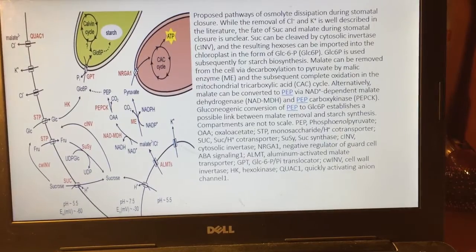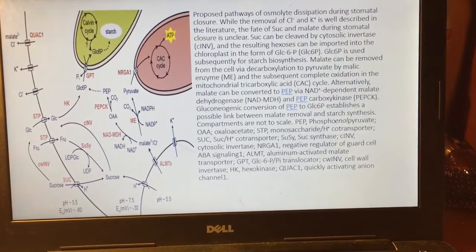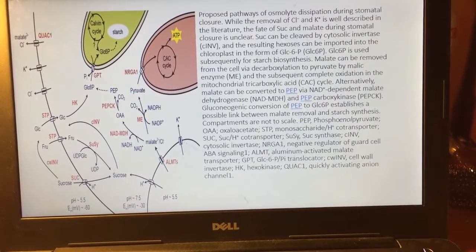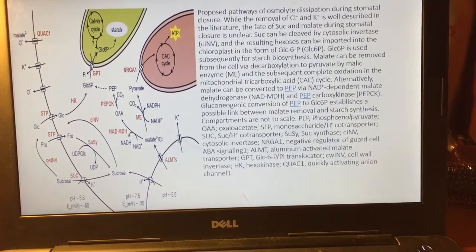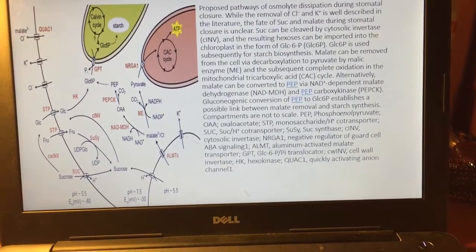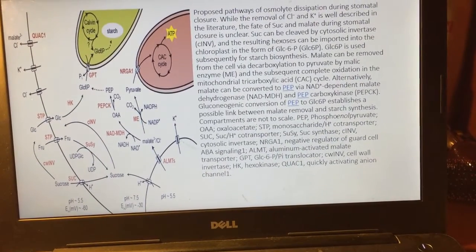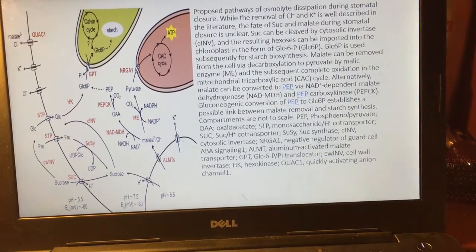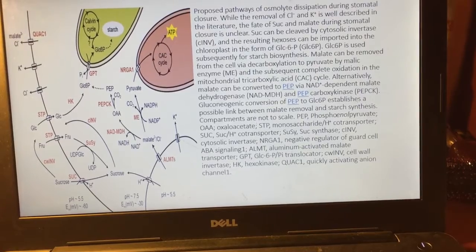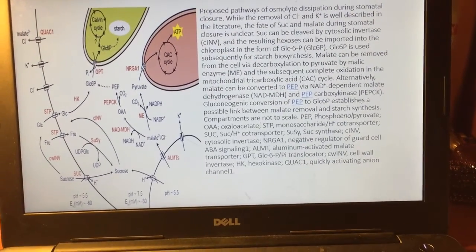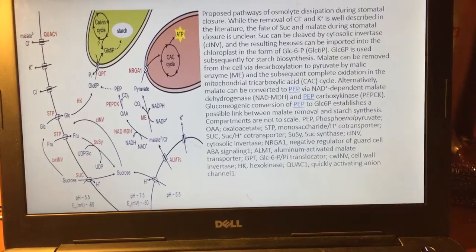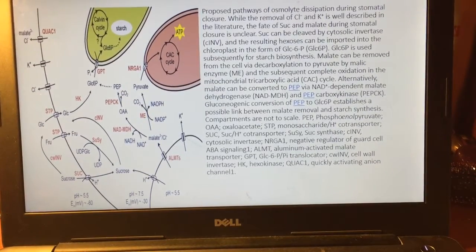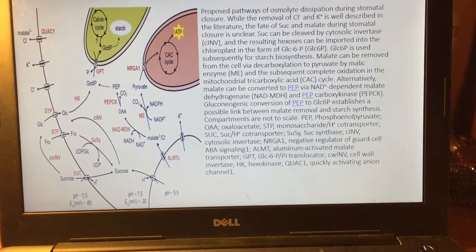Malate can be removed from the cell via decarboxylation to pyruvate by malic enzyme, ME, and the subsequent complete oxidation in the mitochondrial tricarboxylic acid, TCA, cycle. Alternatively, malate can be converted to PEP via NAD plus dependent malate dehydrogenase, NAD-MDH, and PEP carboxykinase, PEPCK. Gluconeogenic conversion of PEP to GLC6P establishes a possible link between malate removal and starch synthesis. Compartments are not to scale.